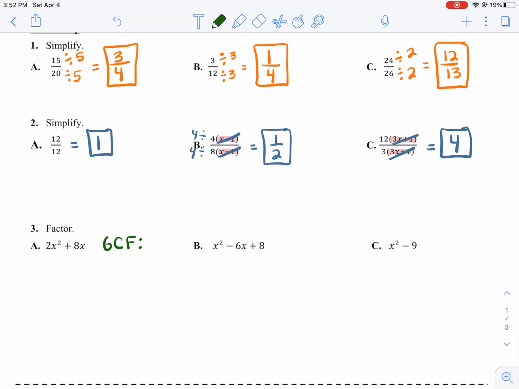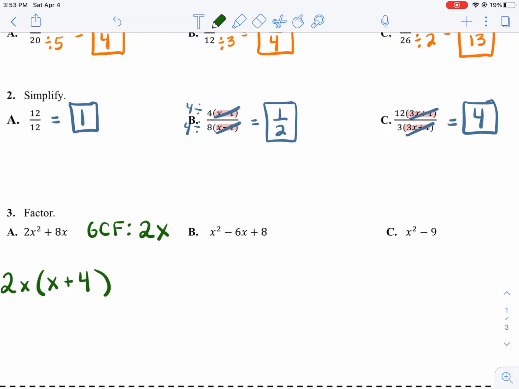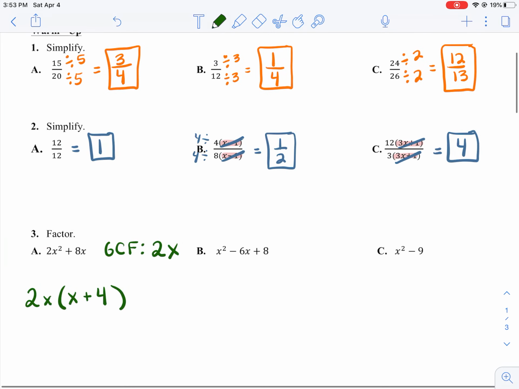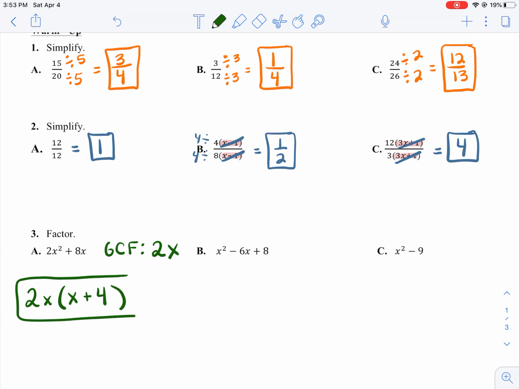the greatest common factor. Okay, so 2 and 8 are both divisible by 2. And then you have x squared and x. So they both have 1x in common. And so we take out a 2x. You're going to undo the distributive property. Okay, so 2x times x is 2x squared, and 2x times 4 is 8x. And so your factored form is 2x times x plus 4.